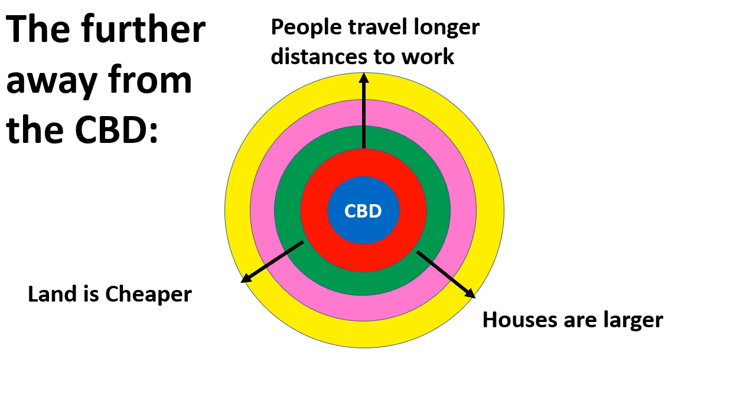The further you move away from the CBD, so that's a central business district, at the top you can see people travel longer distances to work. They'll have to commute. They'll have to either travel into the CBD or they'll have to travel to another town. At the bottom right, you can see the houses generally get larger the further out of the city centre you get. And that is because on the bottom left, you can see the land is cheaper.